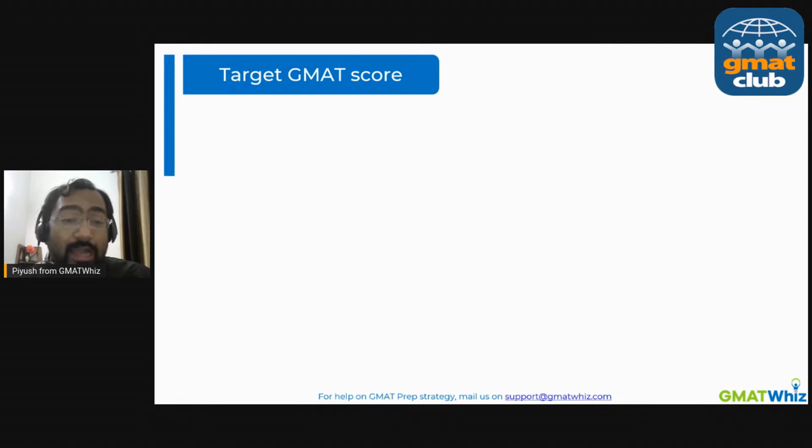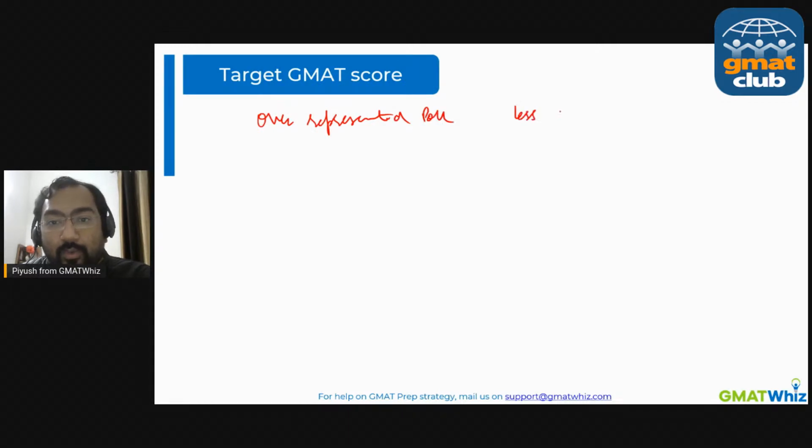Now, what should be your target GMAT score? What should the target GMAT score look like? Now, this is a very difficult question to answer. If you are from an overrepresented pool, and let's say a less represented pool, and you're looking at schools in the US which are ranked between 1 and 10, it's not like schools ranked 1 to 10 in the US will only look at your GMAT score. In fact, even after having a very high GMAT score, they might still reject you because your profile is not great. But I'm just giving you an idea.